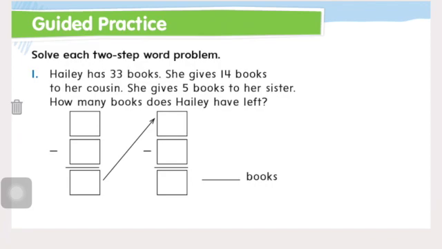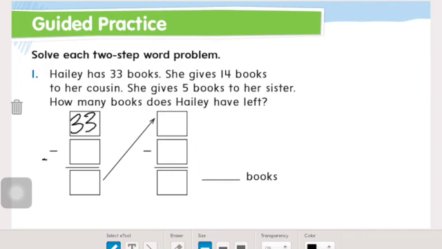Let's try another one. Please follow along and record this on page 274 in your math book. It says Haley has 33 books. She gives 14 books to her cousin. So it already tells us we're subtracting, right? We're giving away. She gives 5 books to her sister. How many does she have left? So let's find out how many she has after she gives 14 to her cousin. We're going to have to regroup. 13 minus 4, 12, 11, 10, 9. 2 minus 1 is 1.